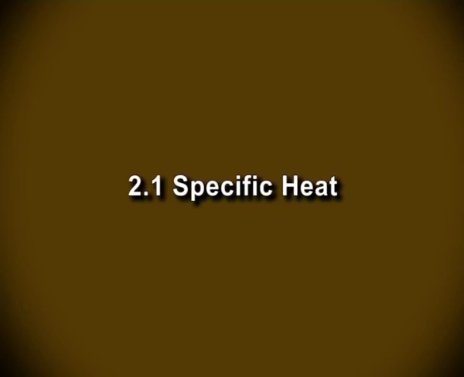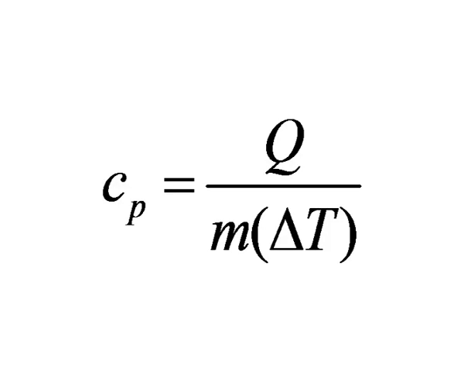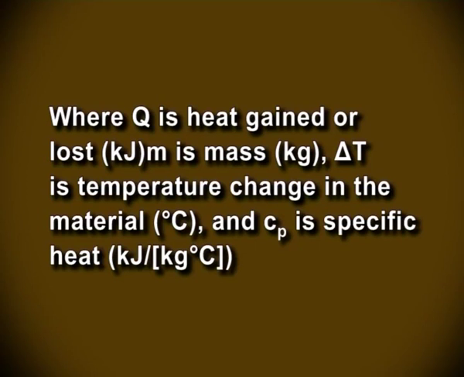Under this, Section 2.1 deals with specific heat. Specific heat is the quantity of heat that is gained or lost by a unit mass of product to accomplish a unit change in temperature without a change in the state. Equation 1, which is Cp = Q / (m ΔT), gives the specific heat Cp. Here Q is heat gained or lost in kilojoules, m is mass in kilograms, ΔT is the temperature change in the material in degrees Celsius, and Cp is the specific heat having the units kilojoule per kilogram per degree Celsius.